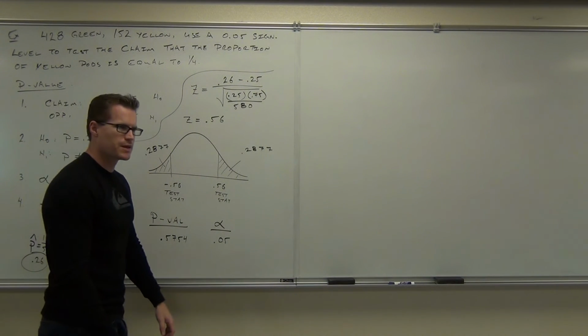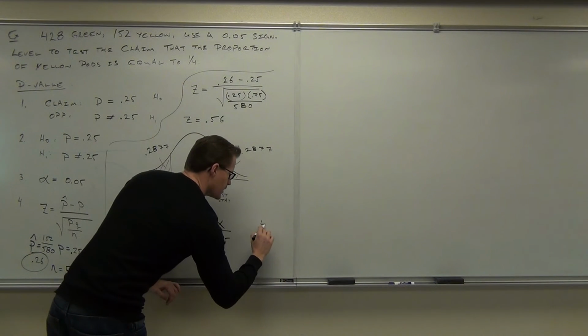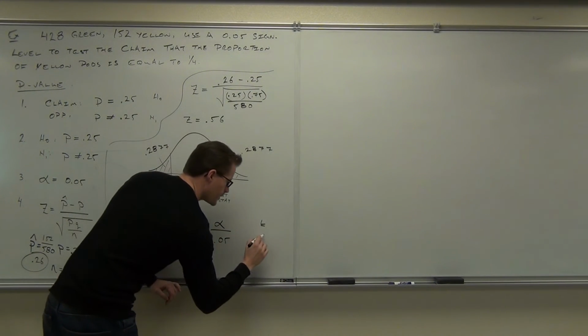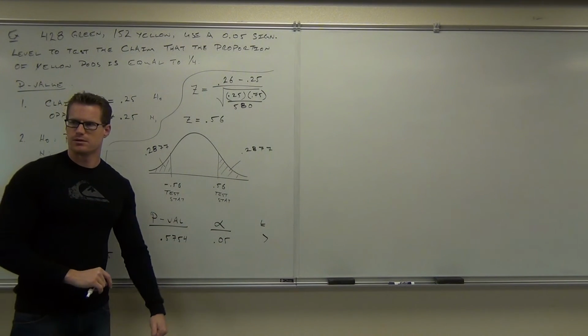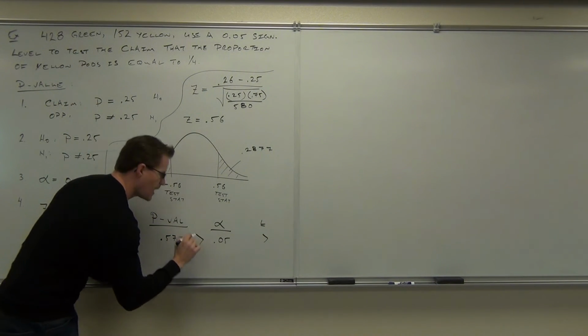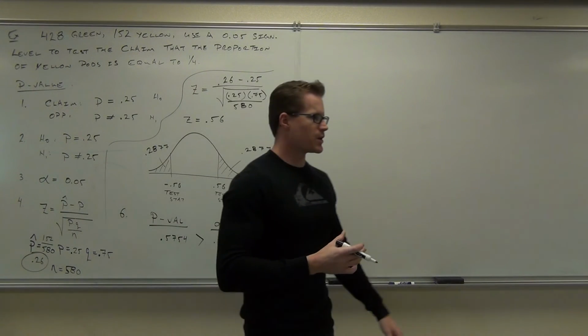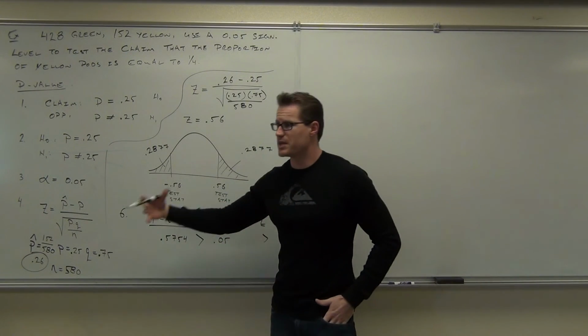And we have to use one of these symbols. We've got to use less than or equal to, or greater than. What fits here? Less than or equal to, or greater than? Clearly greater than. And then you have to be able to make your decision. Your decision is based on the comparison of p-value to alpha.